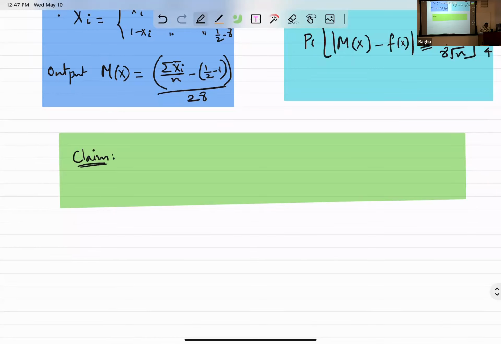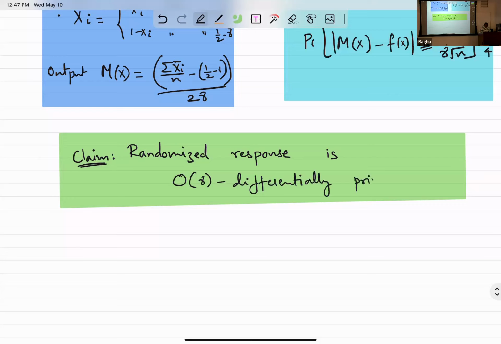In particular, randomized response is differentially private with some constant times gamma. That's the privacy that you get. Okay, so which kind of corresponds to our intuition, right?